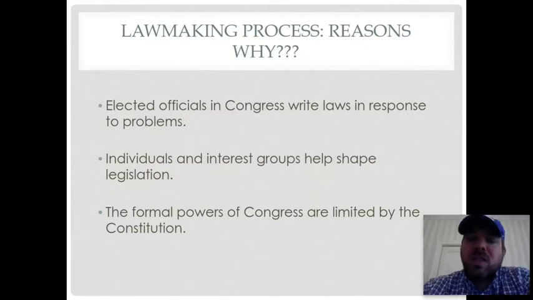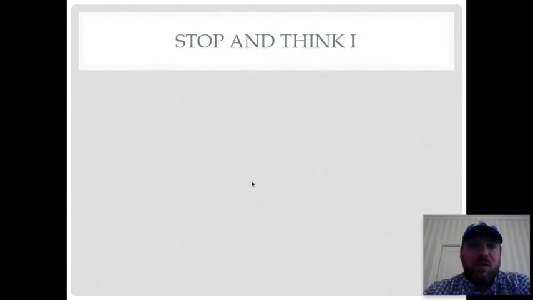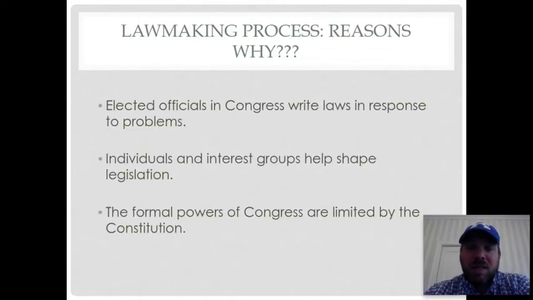So, what are the reasons the lawmaking process happens? First and foremost, our elected officials in Congress write laws to solve problems and issues. They see a problem, let's make a law to solve it. Now, sometimes laws actually create problems, but we're not going to get into that aspect right now. Individuals and interest groups, meaning you or me, well, really all Americans, can help shape legislation by being in contact with our representatives. The formal powers of Congress are also limited by the Constitution, just like the president and the judicial system. So all branches are limited.